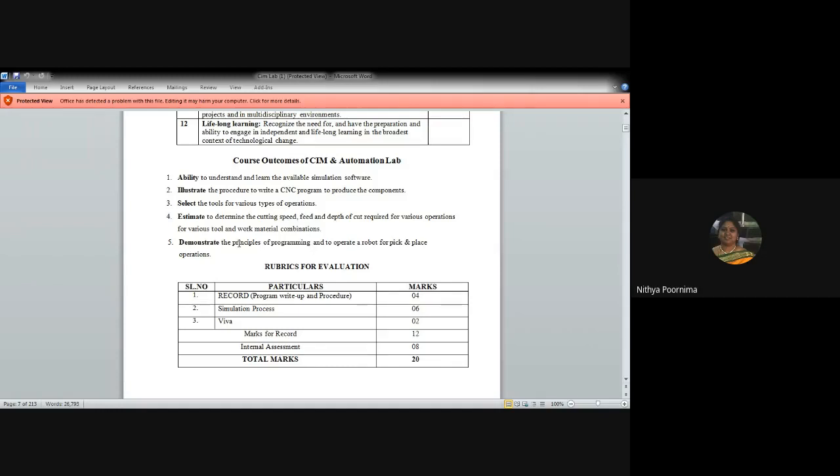And finally, we'll be demonstrating the working of a pick and place robot, right? So as I said, pitch, roll, how it works, how your gripper works, how the end effector brings in the action. All that we will be demonstrating in the sim lab.